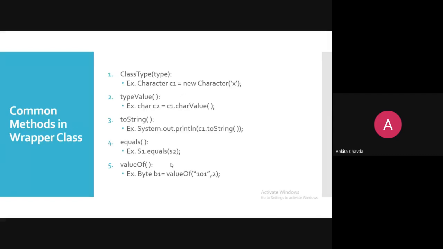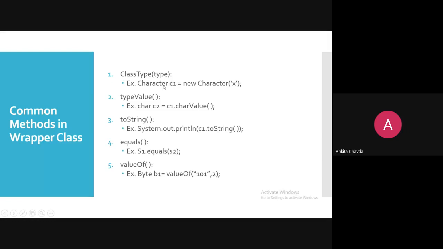Don't worry. Okay. So here, what you are doing is you are giving this class type and type. Say suppose I'm having a Character class, so I'm creating the object of that class. Character c1 = new Character('x'). So this is your class type, and here you are giving that particular type of data, this is x or anything. Then typeValue. So typeValue means here I'm having char c2. Have you seen this c is small, and here I have written char. Char means this is my data type.